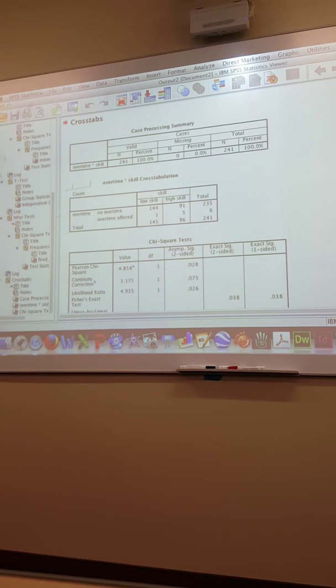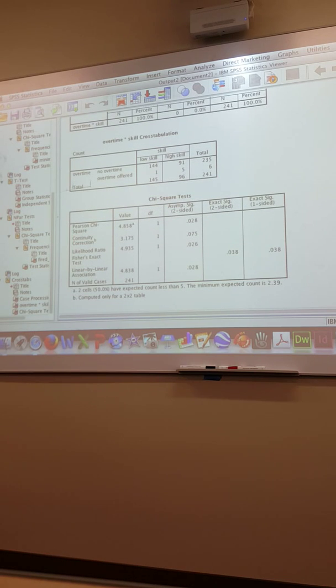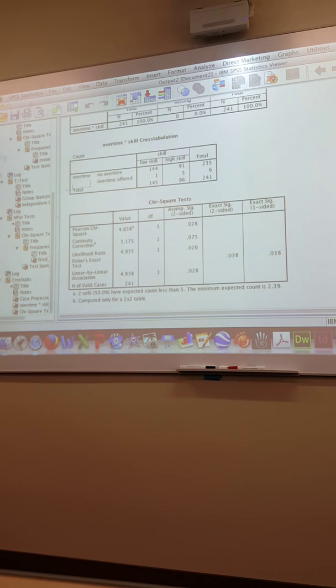This is actually a really important one. What do you notice about the frequency here? I think somebody asked, I forget which class it was in. But down here it says 2 cells have expected counts less than 5. What does that tell you about this chi-square? You can't use it. It's not reliable. This does not meet the requirements of doing a chi-square.